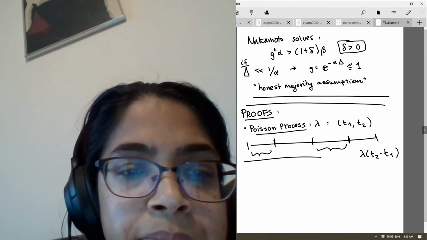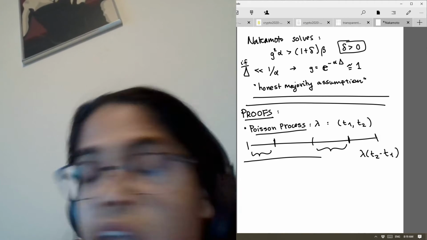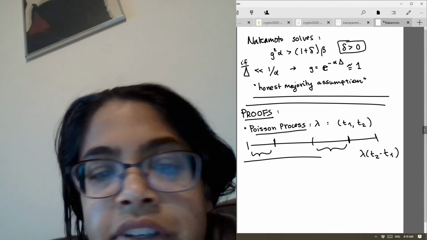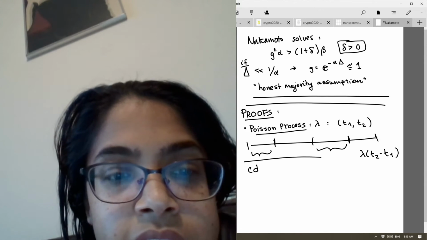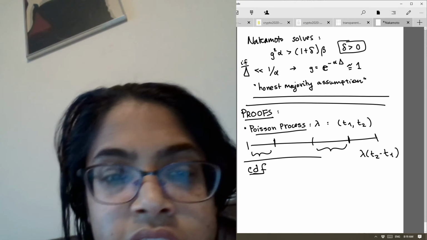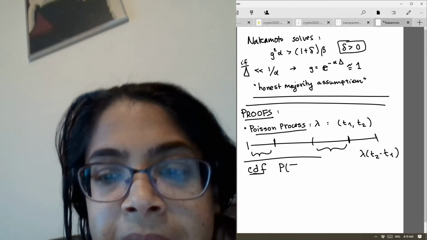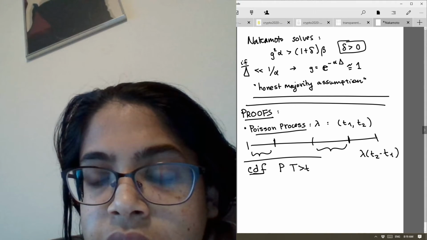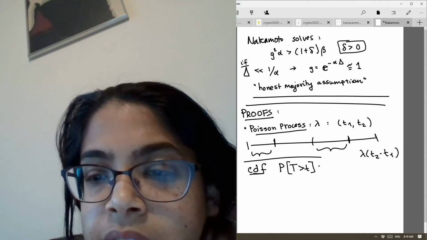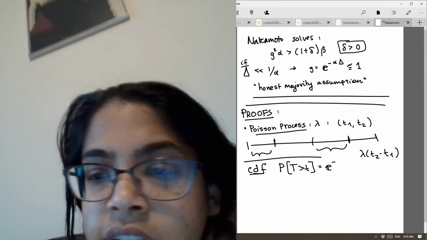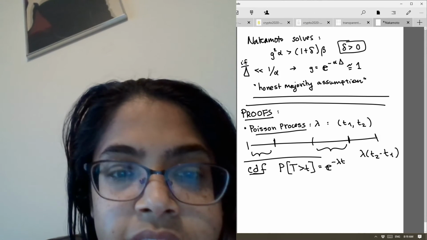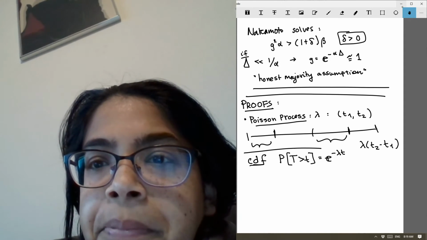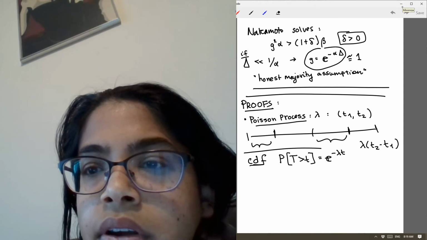Now the way that a Poisson process looks is going to end up having a cumulative distribution function, the probability of T greater than t, is equal to e to the negative lambda t. So we saw this already because that's what g looks like, right here.